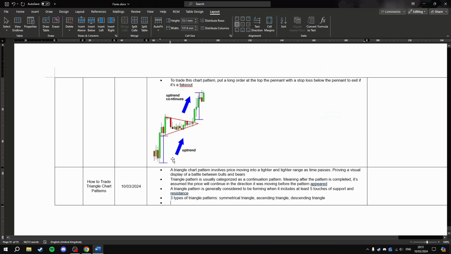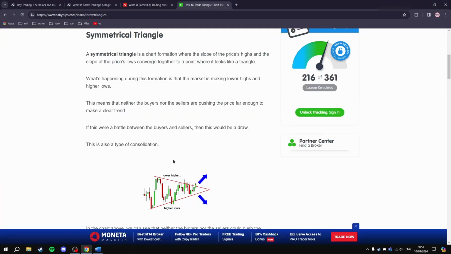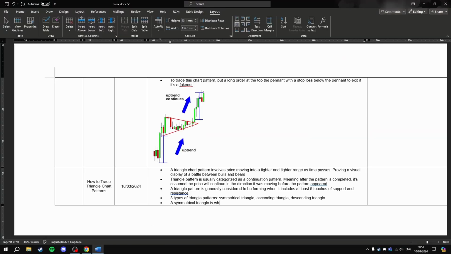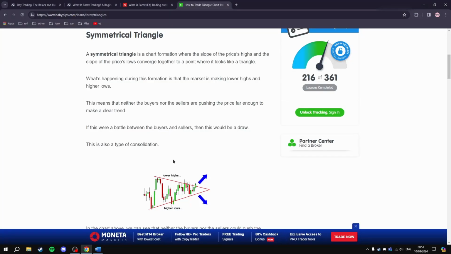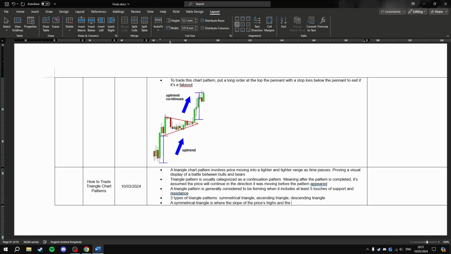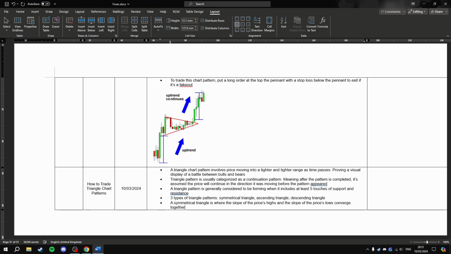So a symmetrical triangle is where the slope of the price's highs and the slope of the price's lows converge together to a point where it looks like a triangle.